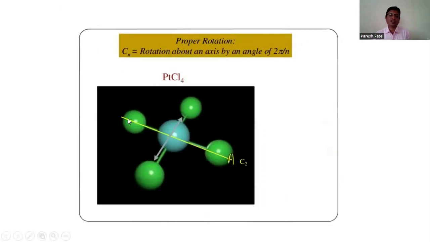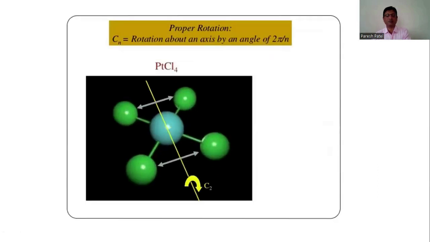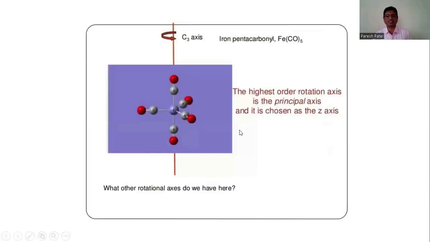Now, if we rotate these molecules along another imaginary axis by 180 degrees, we get the equivalent orientation position. So in case of the PtCl4 2-, the main principal axis is C4, and C4 is perpendicular to 4 C2s. These are the other C2s present in the PtCl4 2- complex.